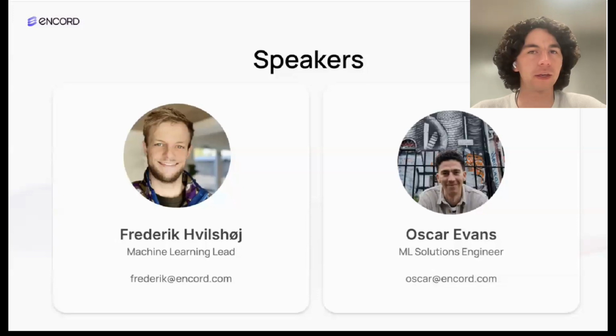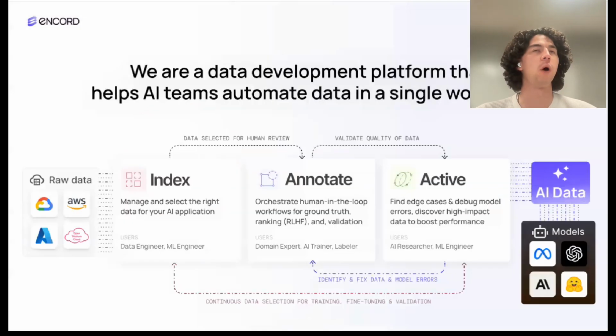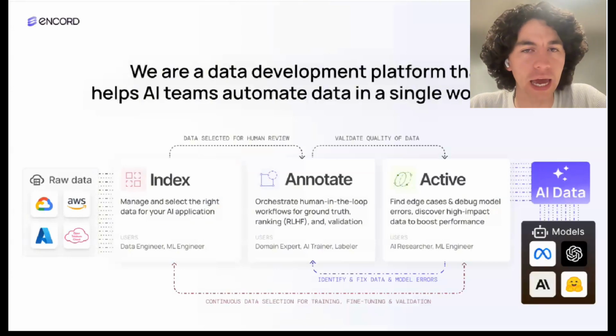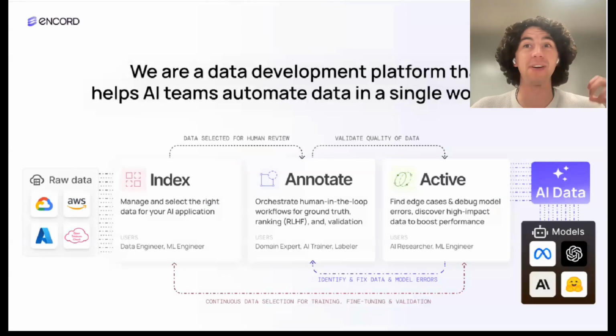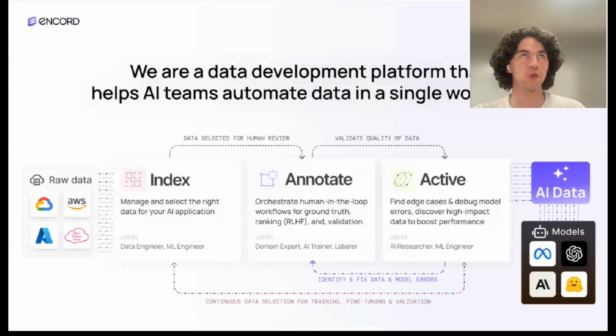Absolutely. No, thanks for joining, Fred, and thank you everybody else for attending as well. For those of you who don't know, Oncord is a data development platform that essentially allows you to manage, curate, annotate, and then evaluate your model performance, all oriented in your training data. So essentially, we manage everything on the data development pipeline. And today we're going to be focusing on the automation side of these flows.